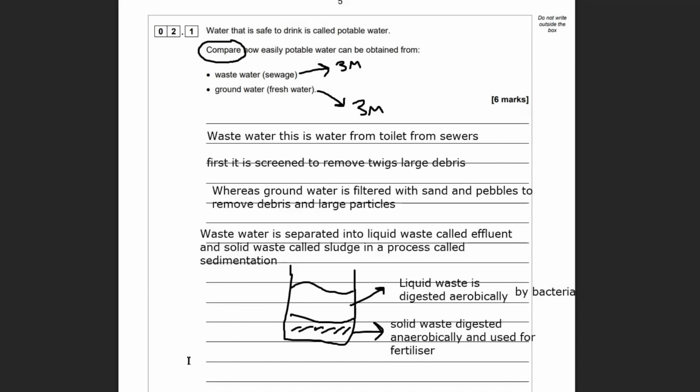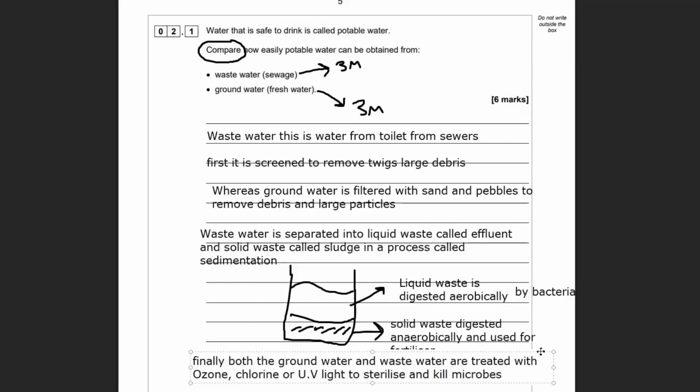And then finally, both the groundwater and wastewater are treated with ozone, chlorine, or UV, which is ultraviolet light, to sterilize and kill microbes, basically to kill pathogens, disease-causing organisms. So both of them will be treated like that.